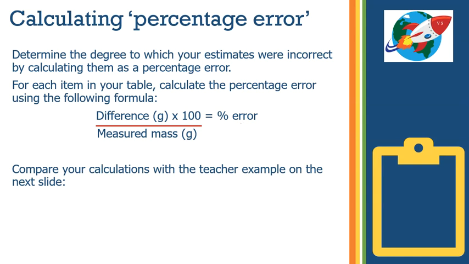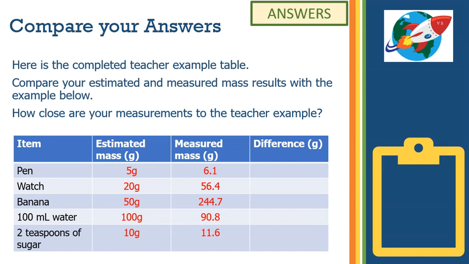Let's go back to our table and do an example. The difference between the estimated mass of the pen and the measured mass was 1.1 grams. So I multiply 1.1 by 100, and that gives me 0.11, which is basically 11%.